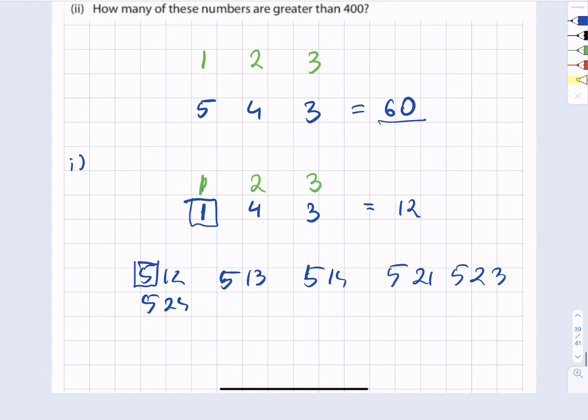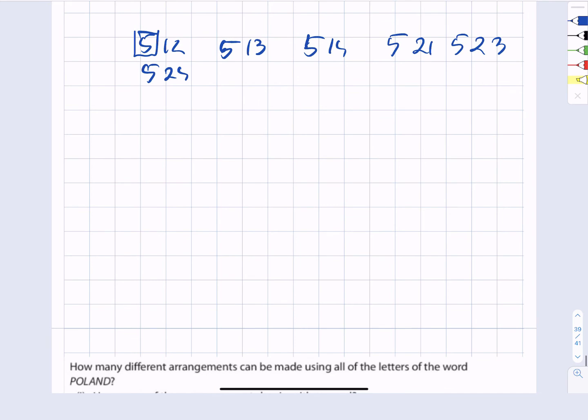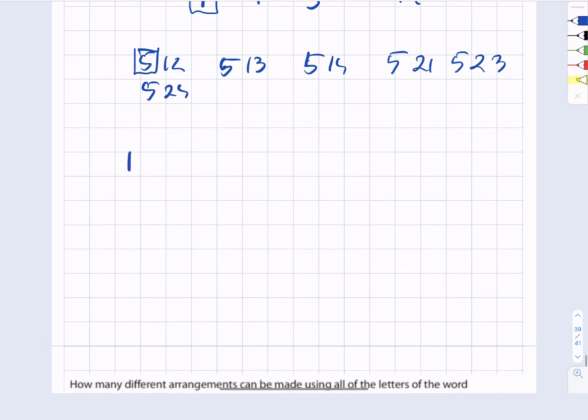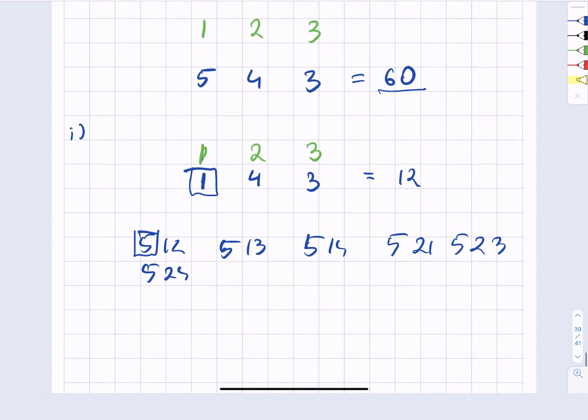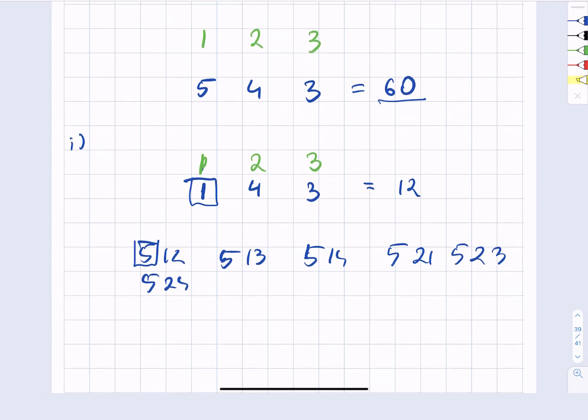Now, how many of these numbers are greater than 400? So let me just list the numbers again here. And again, I'm multiplying here, so I'll just add the multiplication marks. 1 by 4 by 3, 12.